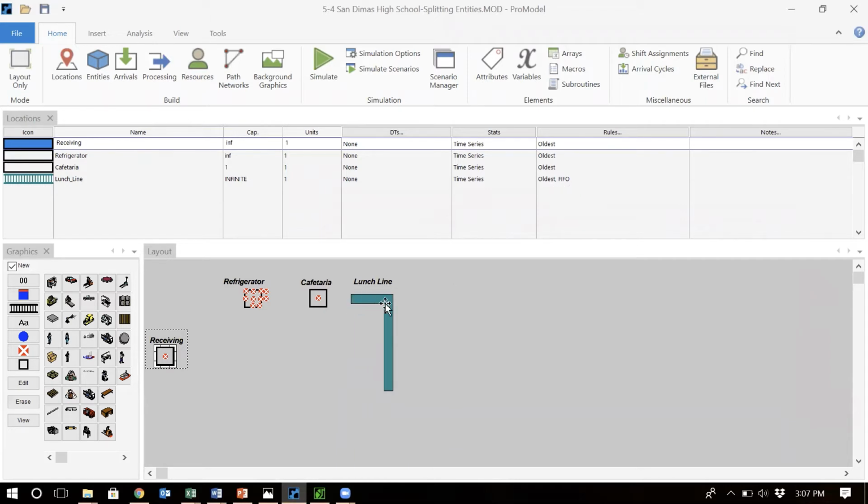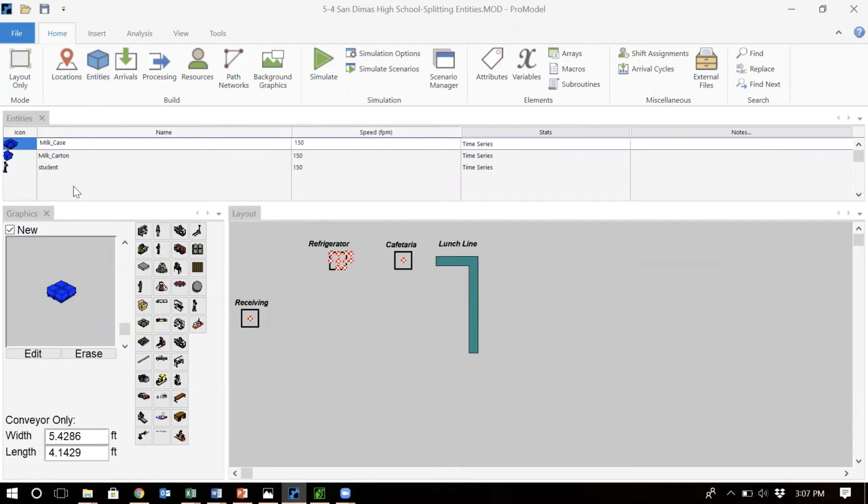You don't have to have it as a queue. You can use any icon for this location. The only things you have to make sure of for this lunch line are that it has capacity of infinity and the queuing rule is first in, first out. It can have any icon that you like.